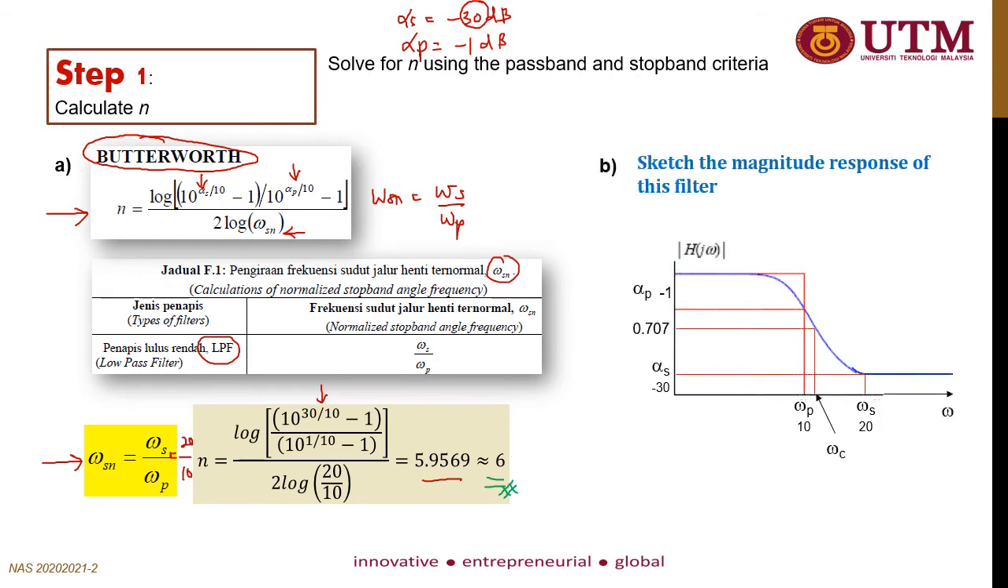The second question asks you to sketch the magnitude response of the filter. As stated, it is a Butterworth, so it is flat top. It's flat at the passband area, and then it attenuates at omega s. Please label all values, alpha p equal to -1, so don't forget the axis in dB. This is supposed to be -3 dB for omega c, the cutoff point. And then label all frequencies as well.